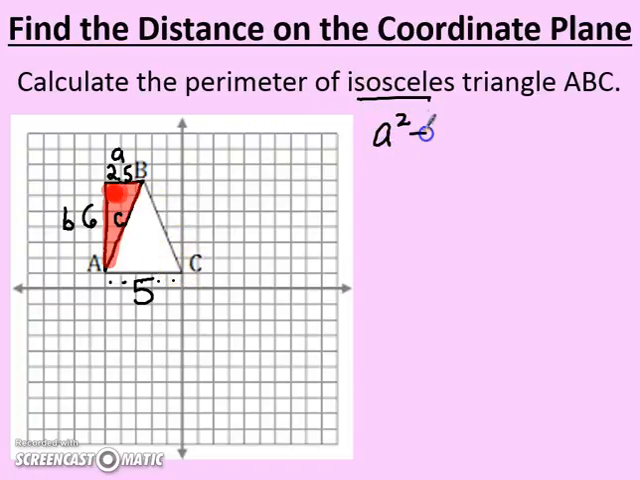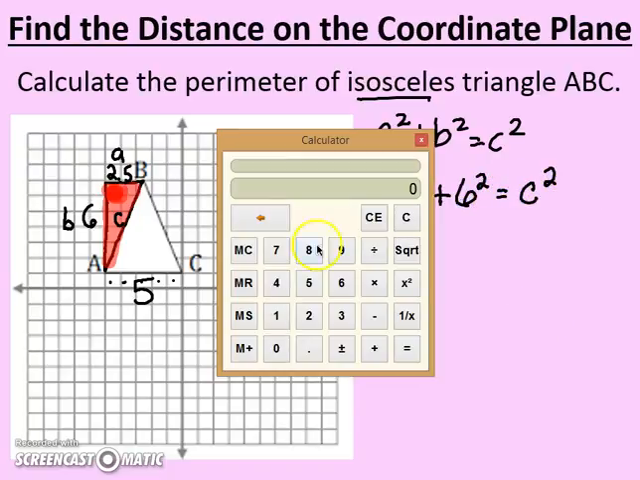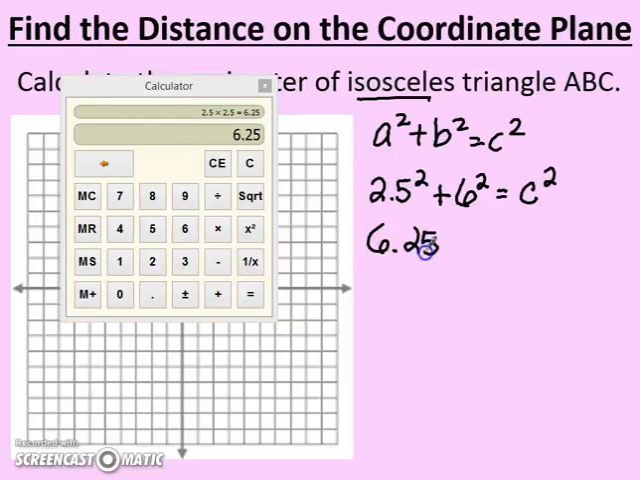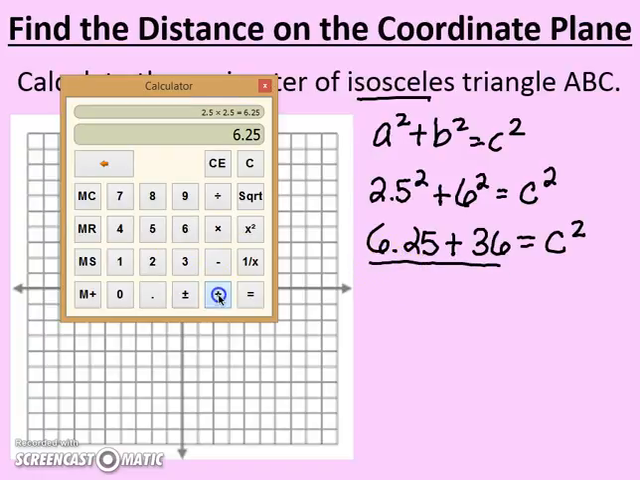So I'm going to use my Pythagorean theorem. A squared plus B squared is C squared. A is 2.5, B is 6, and that's equal to C squared. So I got 2.5 squared, so I'm going to do 2.5 times 2.5, which is 6.25, plus 6 squared, which is 36, equals C squared. So I'm going to add these two together.